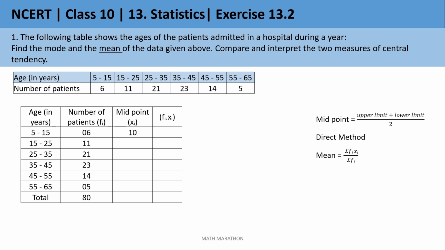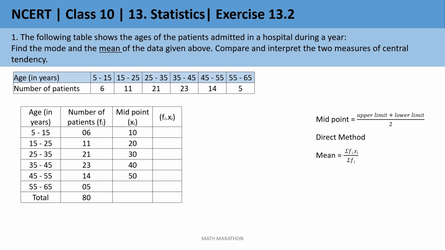15 plus 5 is 20. 20 divided by 2 is 10. 25 plus 15 is 40. 40 divided by 2 is 20. 35 plus 25 is 60. 60 divided by 2 is 30. 45 plus 35 is 80. 80 divided by 2 is 40.